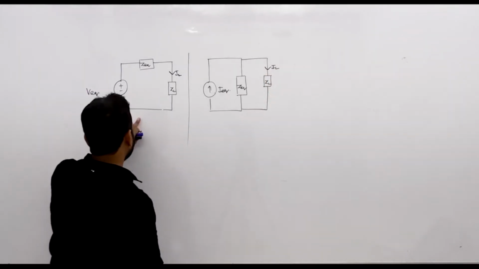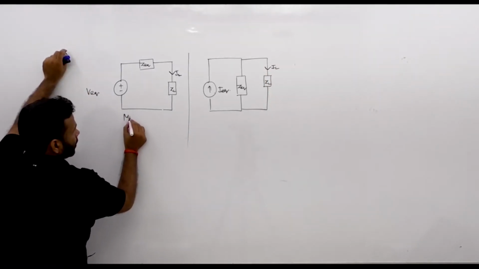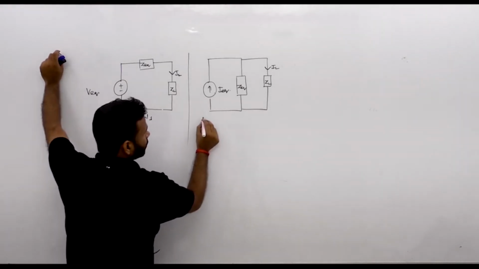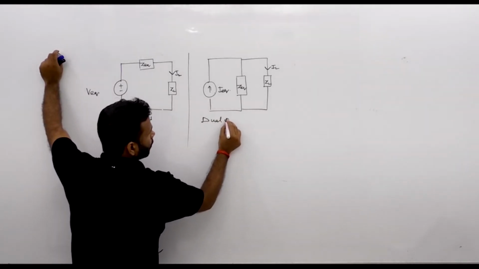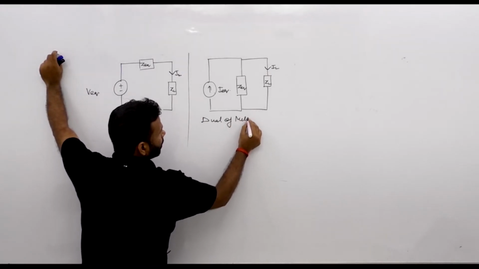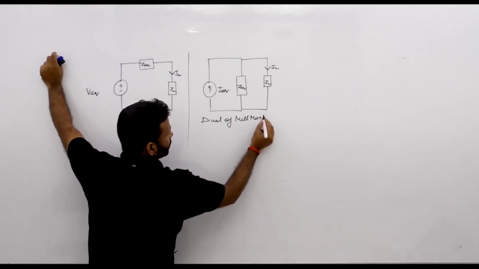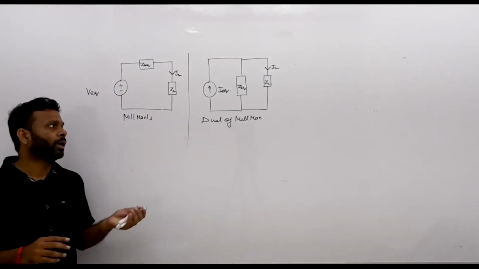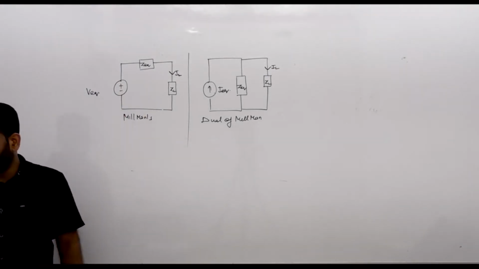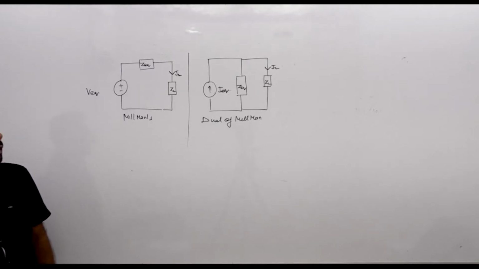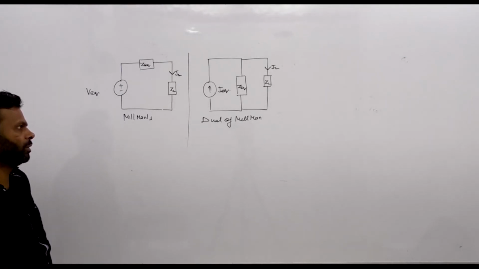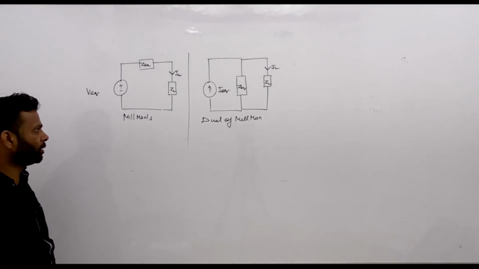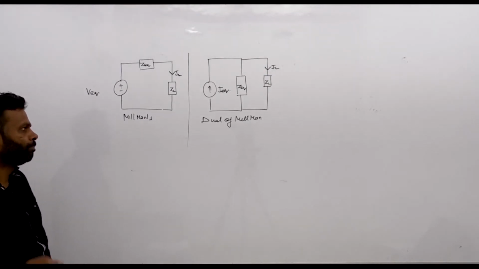So it is called Millman's theorem, and it is called dual of Millman. So this is just a theory about the Millman and dual Millman's. And now we will see the numerical part of this theorem. And numerical are very easy, and one should keep in mind while solving the Millman's theorem is of polarity.